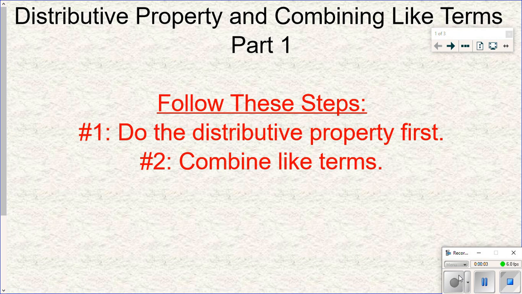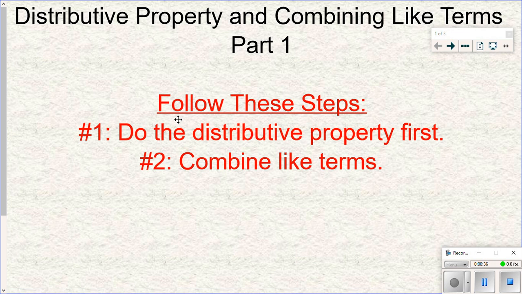All right, so this video is on the distributive property combined with combining like terms. And I have two parts in this lesson. So this video, part one, everything's going to be positive values. So there's no negatives involved. In the lesson that's part two of this, you'll have negatives and subtraction in there. Okay, so when you have the negative and the subtraction, it gets a little more complicated. So I just want to do this easier introduction first.